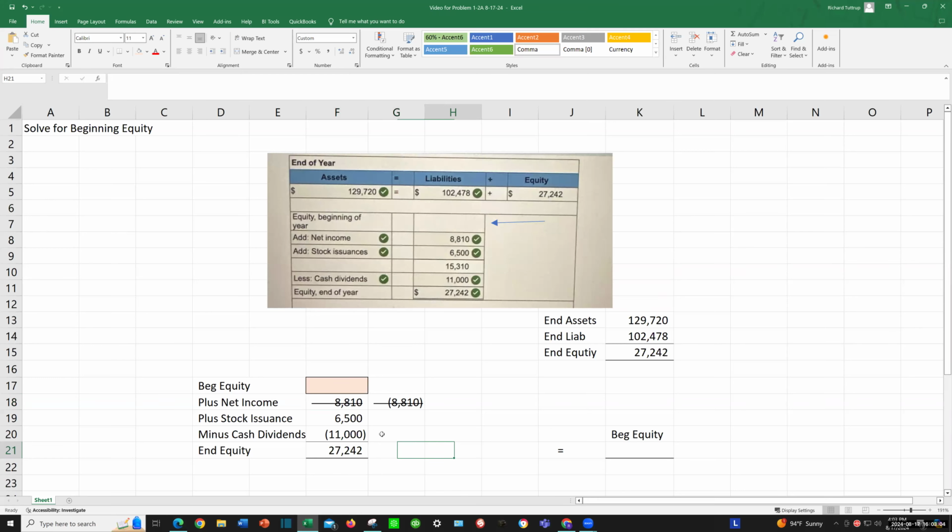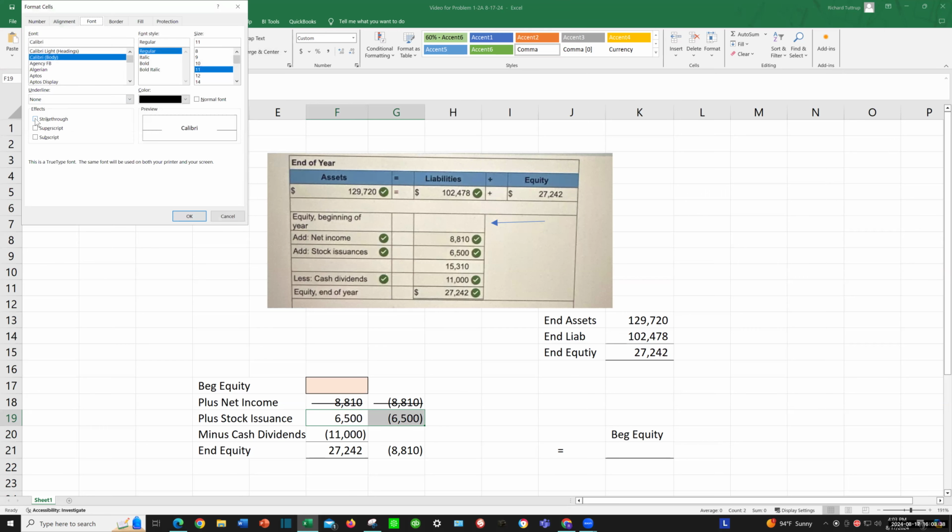Now, whatever we do on this side of the equation, we have to do it on this side of the equation. So we're going to put a minus 8810 here. Okay. Now we got to get rid of this 6,500. How do we get rid of a positive 6,500? By subtracting 6,500. Okay. When we do that, we get rid of that number. And I'll strike through, share that.